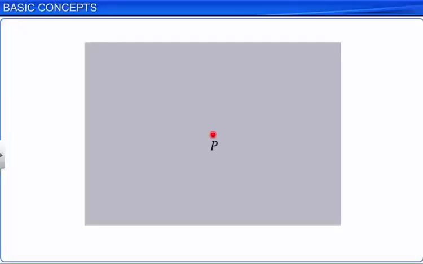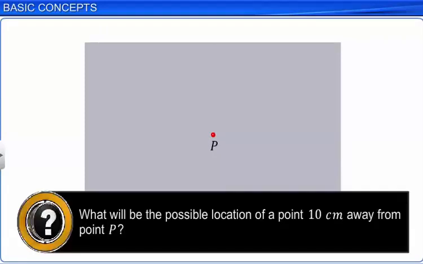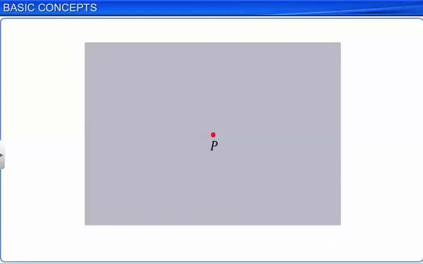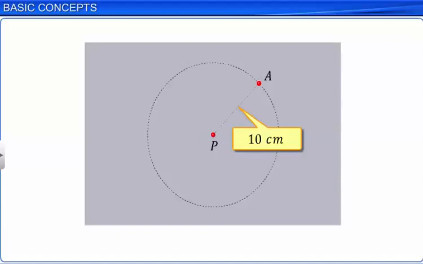Consider a point P in a plane. If you are to mark another point A, 10 centimeters away from point P, what will be its possible location? Point A can lie at any position on a circle with its center at P and radius equal to 10 centimeters. In this case, the shift in position from point P to point A has a fixed magnitude, which is equal to a distance of 10 centimeters.